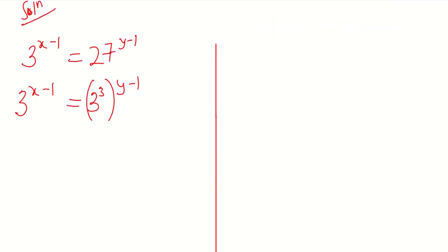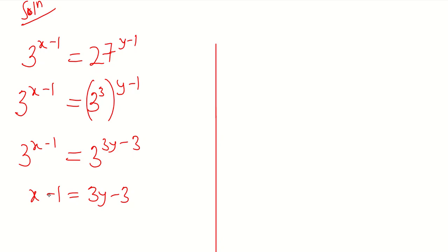Before we equate the exponents based on the fact that the bases are the same, let's first simplify the right hand side of the equation, which means 3 exponent 3y minus 3. And then on the left hand side, we have 3 exponent x minus 1. So now that the bases are the same, we can equate the exponents. So we have x minus 1 equal to 3y minus 3.